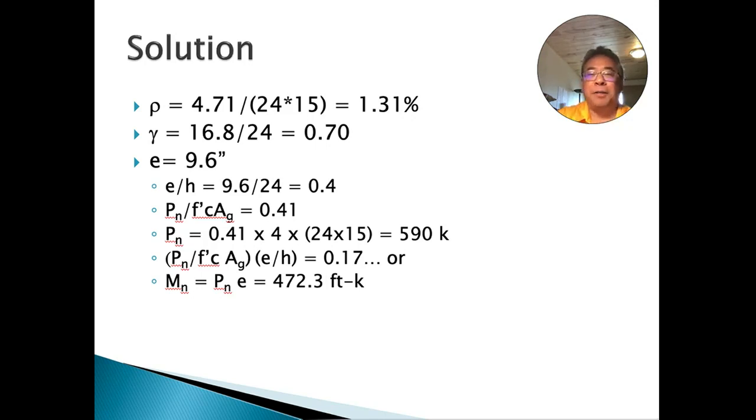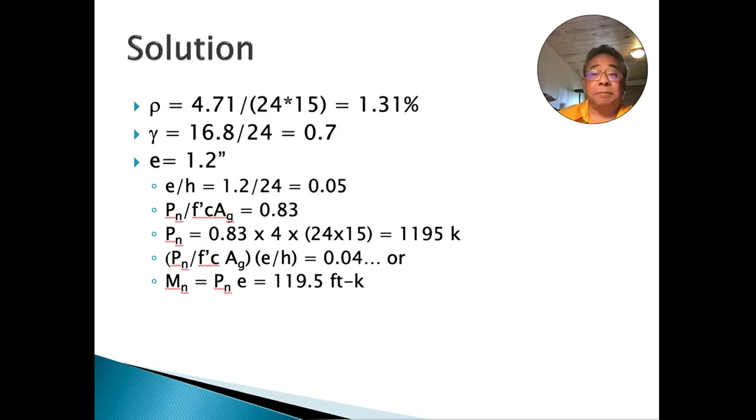Maybe tomorrow during the Zoom session, I'll redo it with the correct graph. Anyway, 0.41 was what I read on the y-axis, and then again, I don't want 0.41. I want to know Pn, so I put the denominator over on the other side. I get 590 kips. So notice that when the eccentricity is small, you can hold 1200 kips, and when the eccentricity is high or the moment's high, it's like half of that, 590 kips.